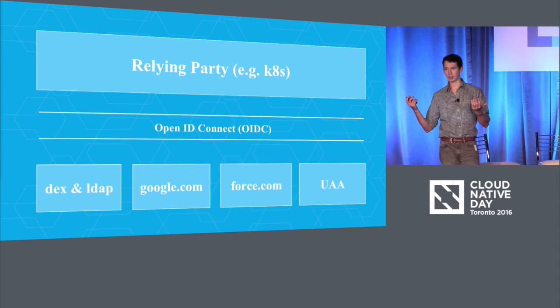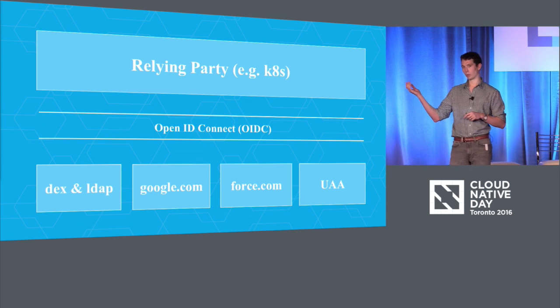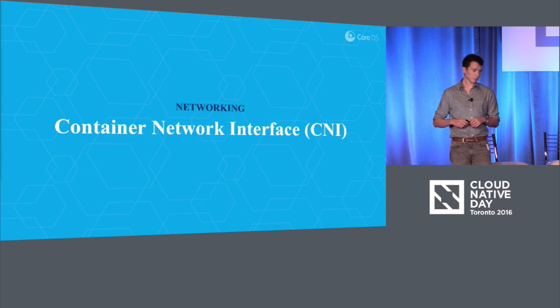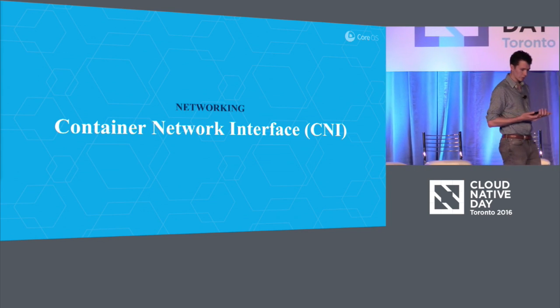UAA, which is the identity management system inside of Cloud Foundry, is starting to, there's a bunch of patches that have been going in over the last couple of weeks and months to make it a fully compliant OIDC implementation. So we're on a good path here to both bridge the world of existing identity inside of companies that users expect, and relying on the new world of cloud-based identity all over the internet.